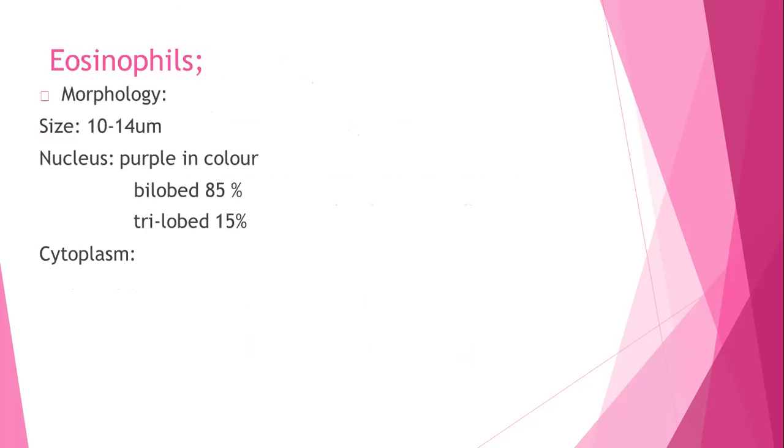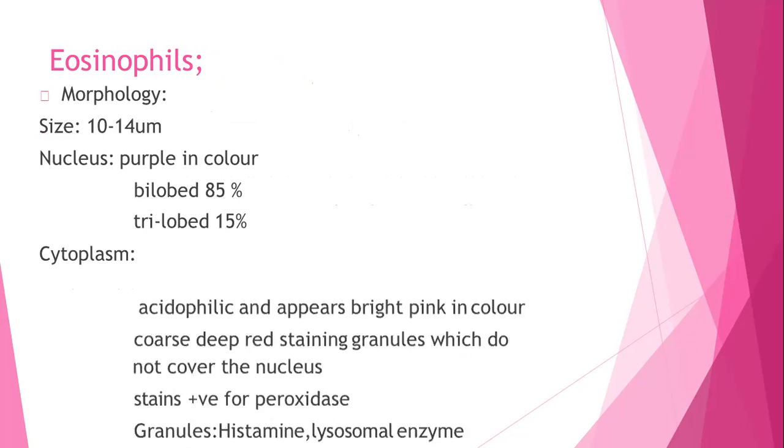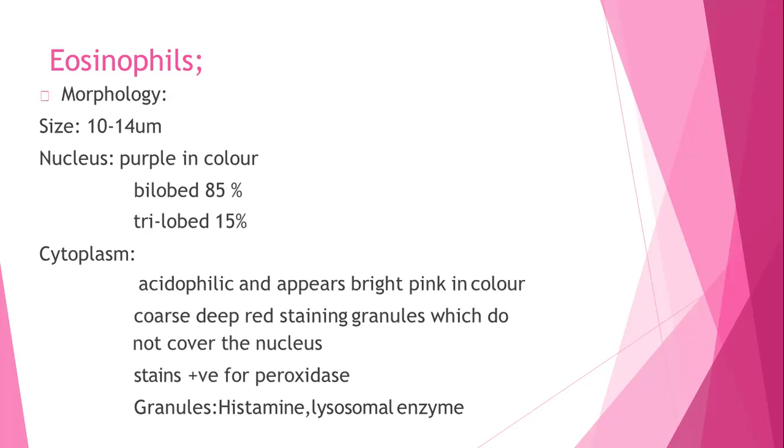Now coming to the next cell, that is the eosinophil. It is somewhat similar in size, 10 to 14 micrometers, purple in color. It may be bilobed or it may be trilobed. In most of the conditions, that is 85%, it is bilobed. Only 15% it is trilobed. The cytoplasm is acidophilic and it appears bright pink in color, with coarse, deep red staining granules which are not covering the nucleus.